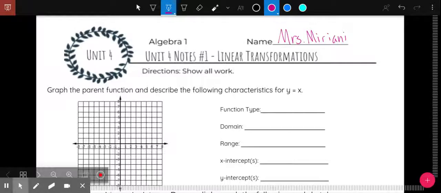All right, welcome to Unit 4. We're going to start with notes number 1, and it's about linear transformations. So, all of Unit 4 is all about linear transformation, or just linear functions. So, we've dealt with linear, quadratic, and exponential.